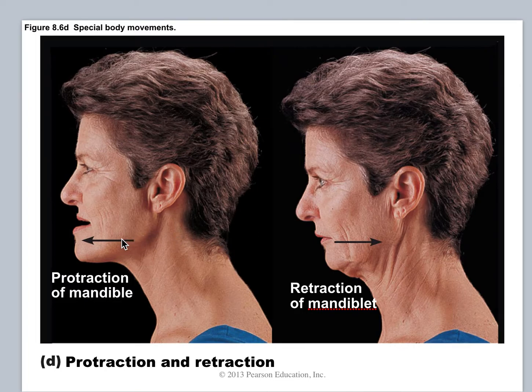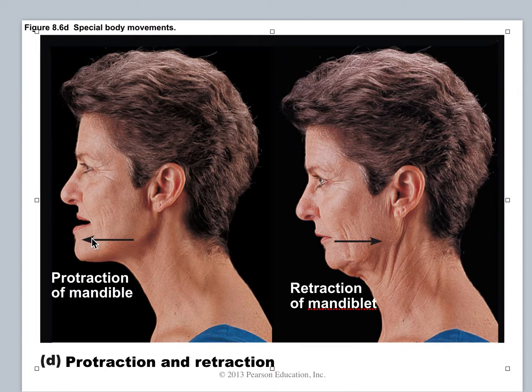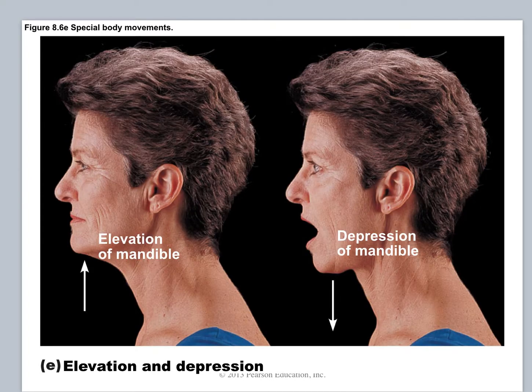Protraction is a forward movement of the mandible. Retraction is a backward movement of the mandible. Elevation is just raising up, in this case of the mandible. Depression is lowering of the mandible. You have elevation and depression of other structures as well, like the scapula.